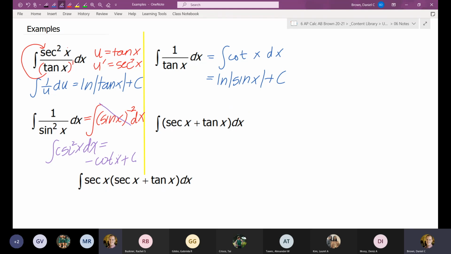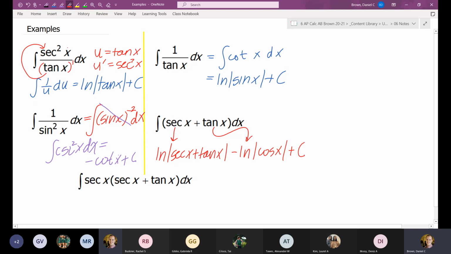This next one, do you need to do anything to rewrite it? No. It looks gross, but we now have rules for both of these. We know the integral of secant. That's the natural log of secant of x plus tangent of x plus c. We also now know the integral of tangent. That's going to be negative natural log of cosine, or natural log of tangent as sine over cosine, plus c. So again, those are just two memorized rules integrating each part.